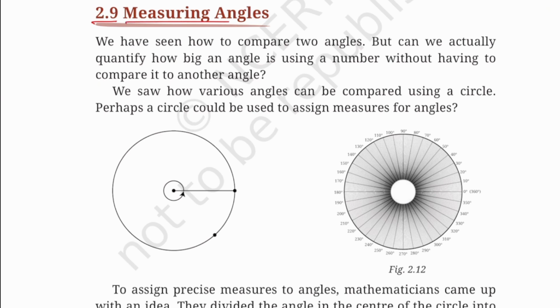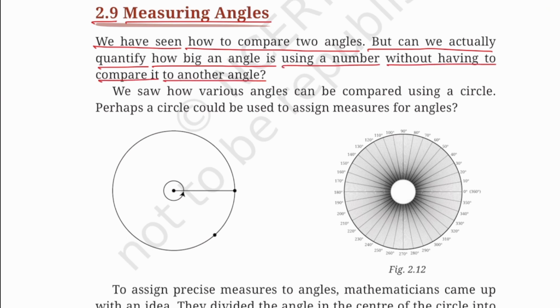2.9 Measuring angles. We have seen how to compare two angles. But can we actually quantify how big an angle is using a number without having to compare it to another angle? We saw how various angles can be compared using a circle. Perhaps a circle could be used to assign measures for angles.